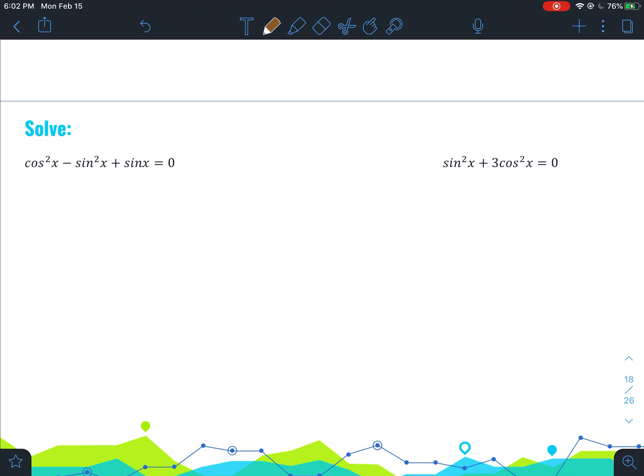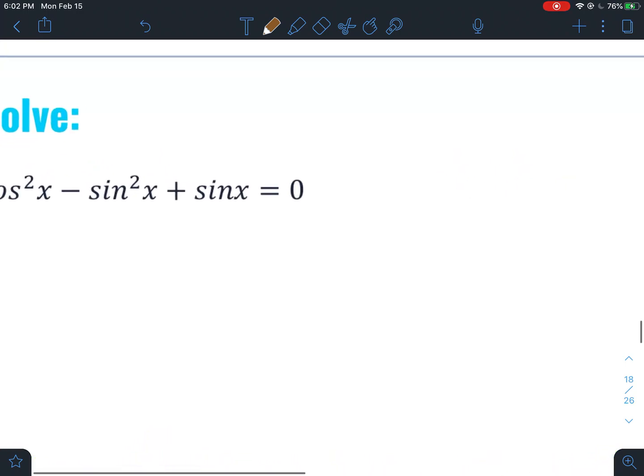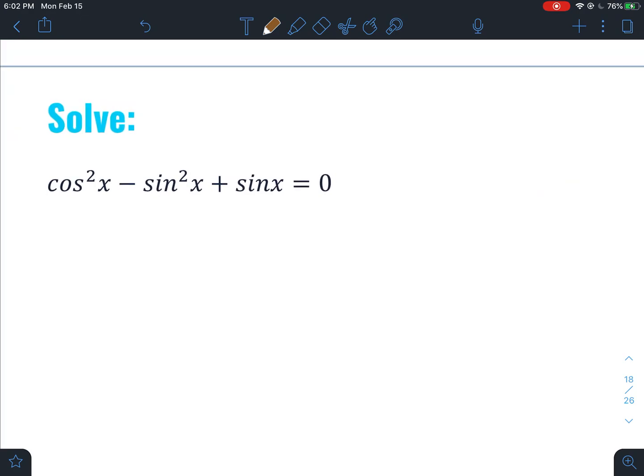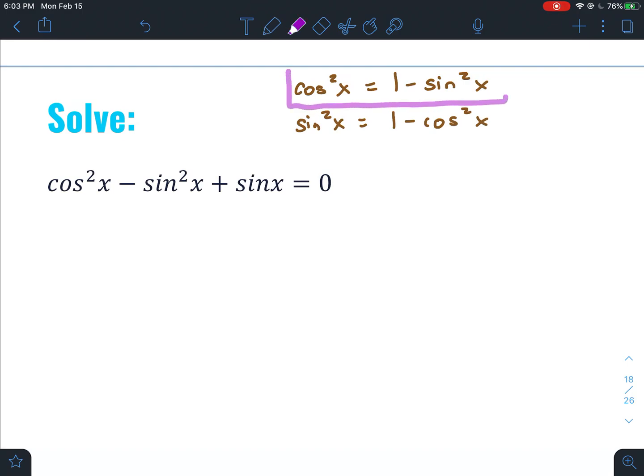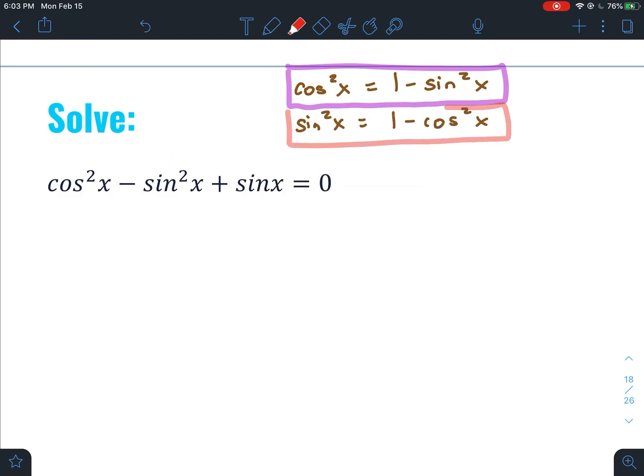So cosine squared minus sine squared plus sine equals 0. So notice we have two different trig functions again, but there isn't a common factor that I can factor out of all of those. So this is one of the ones where I can replace. So if you remember, cosine squared is the same thing as 1 minus sine squared, and sine squared is the same thing as 1 minus cosine squared. So those are two identities that will help us solve these types of equations.